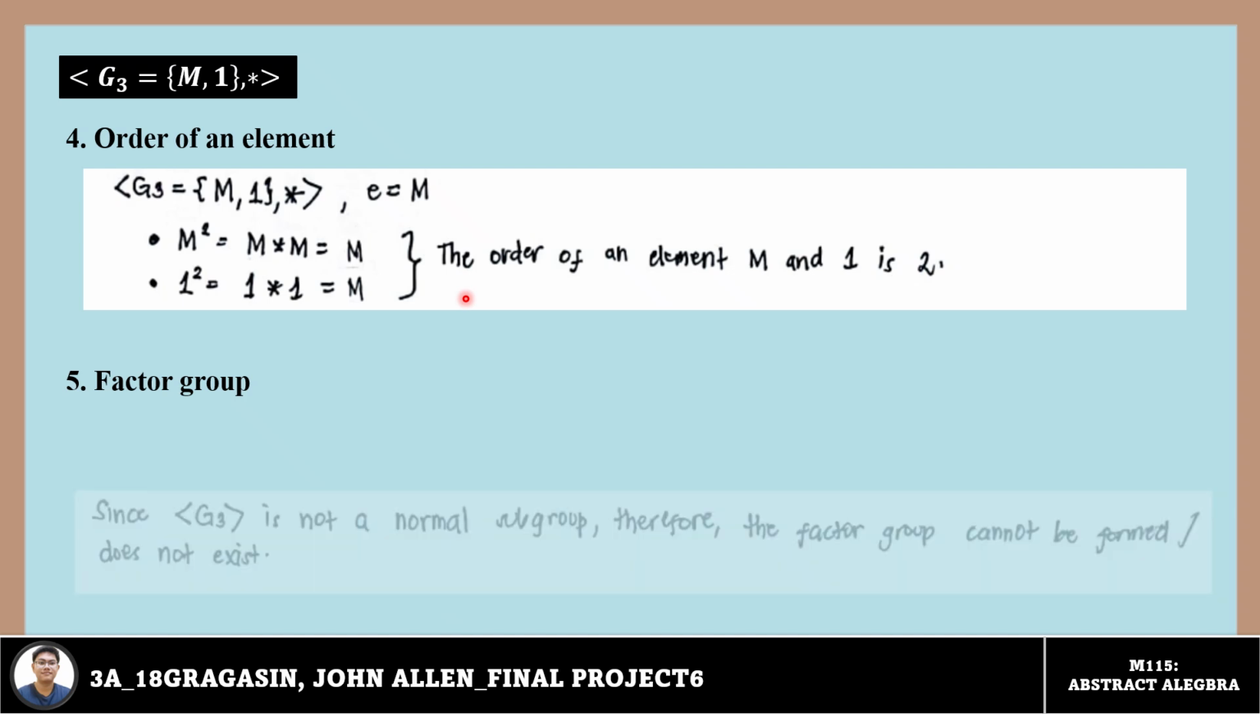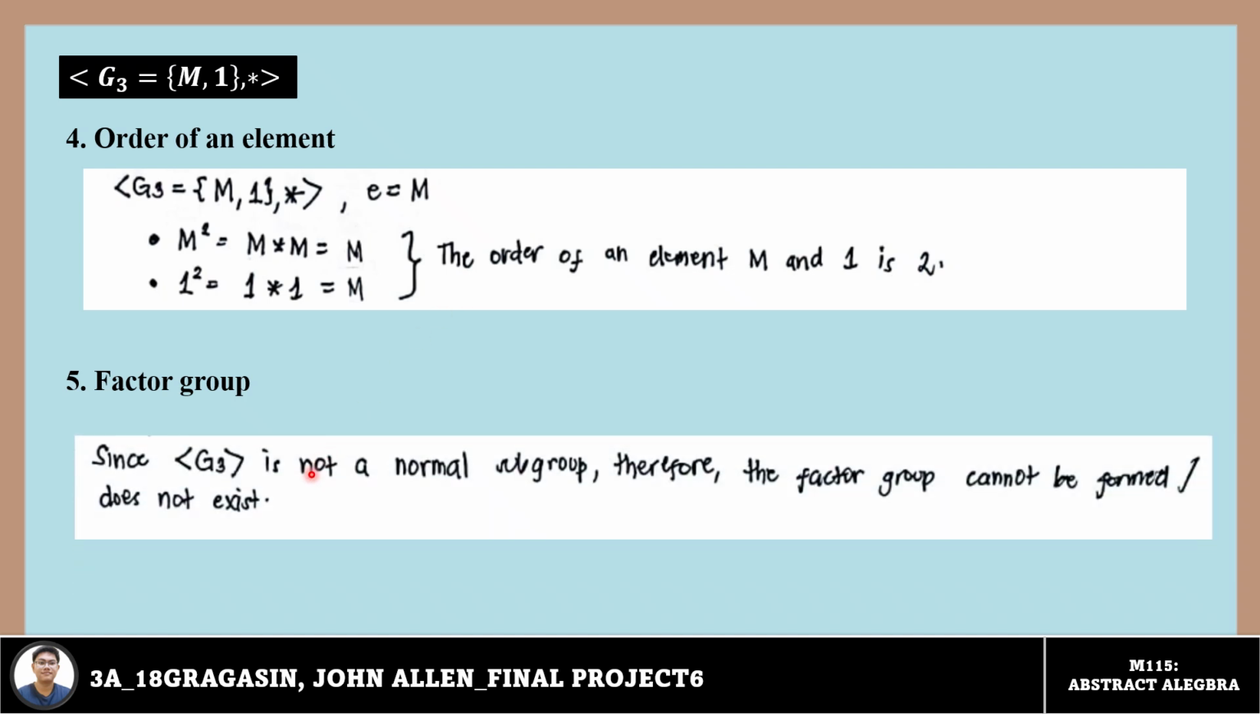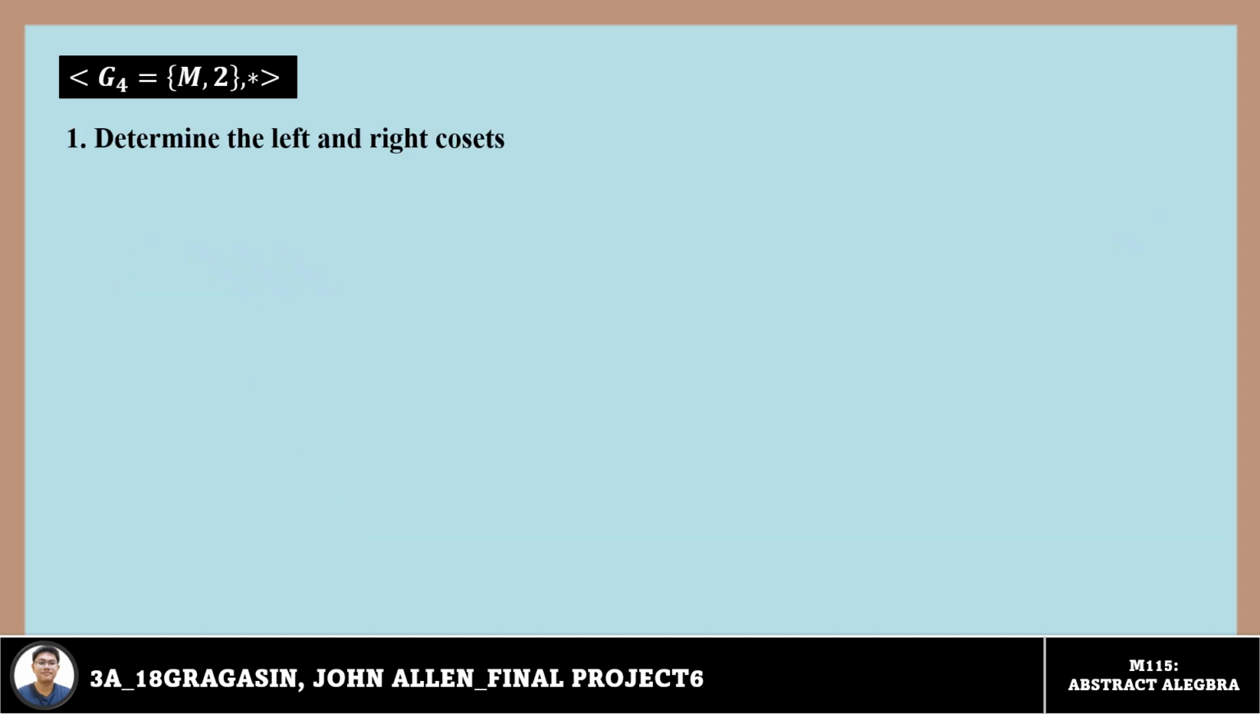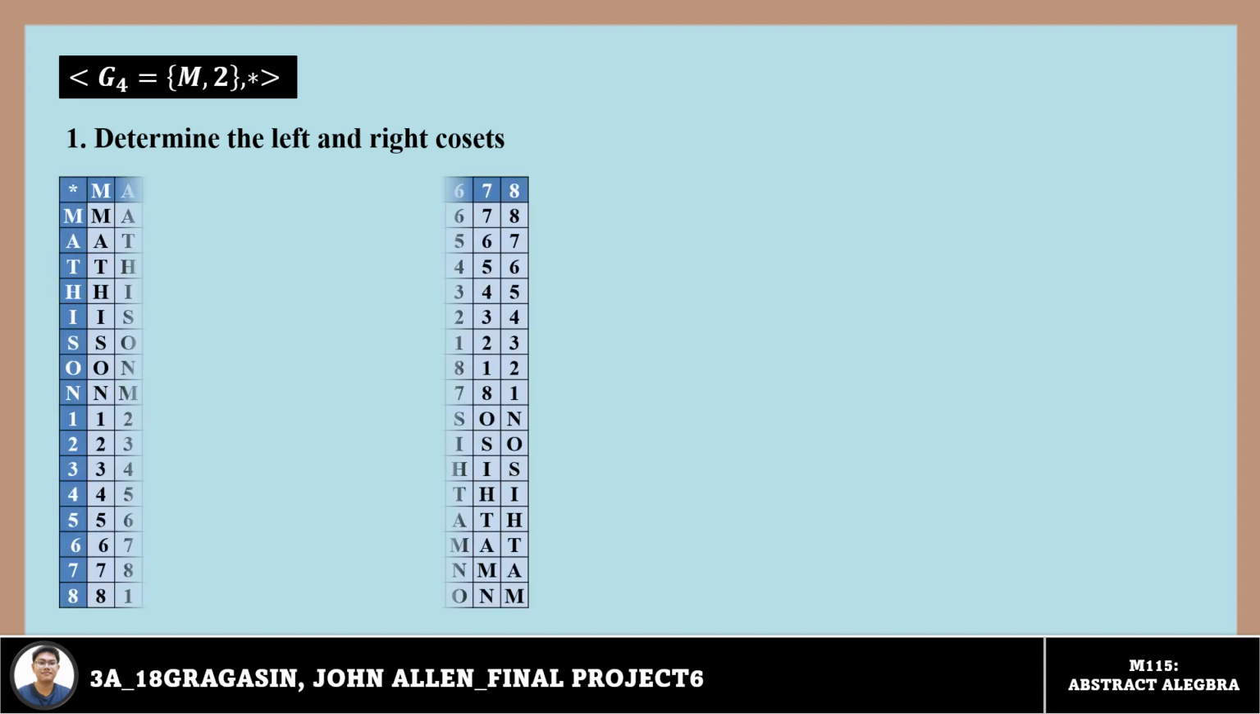So in our factor group, as you can see here, since our subgroup is not normal, therefore the factor group does not exist or cannot be formed. And for our G sub 4, again, number 1, let's determine the left and right cosets.